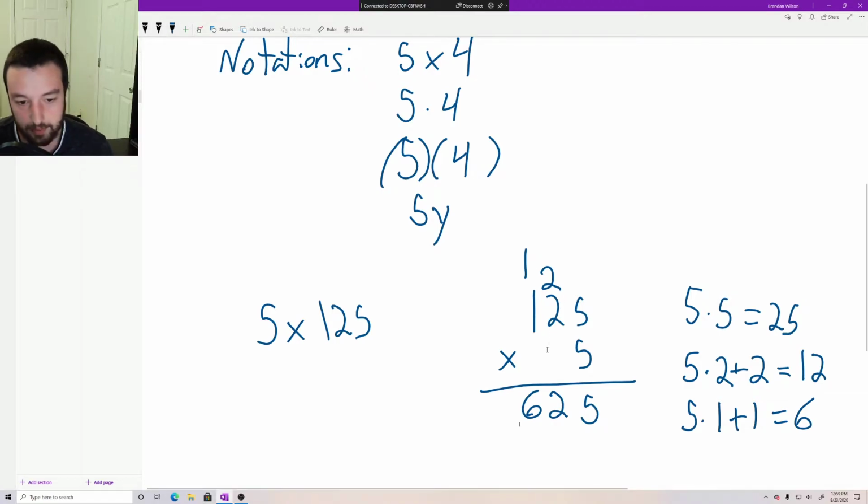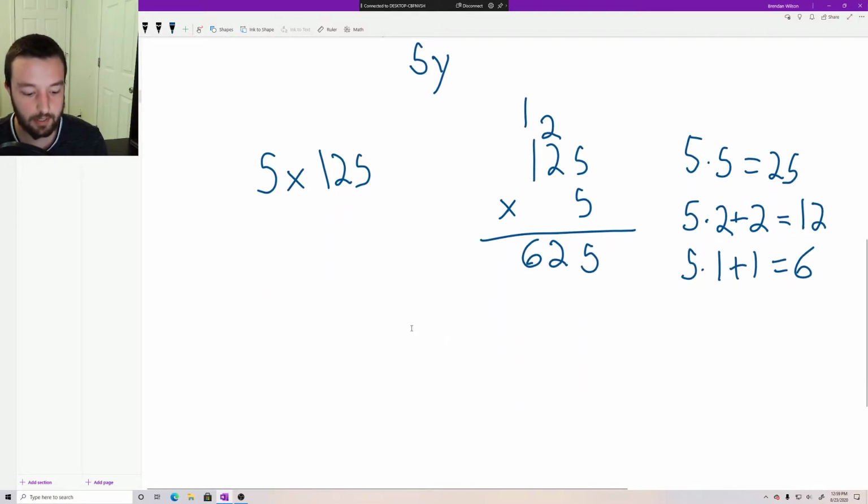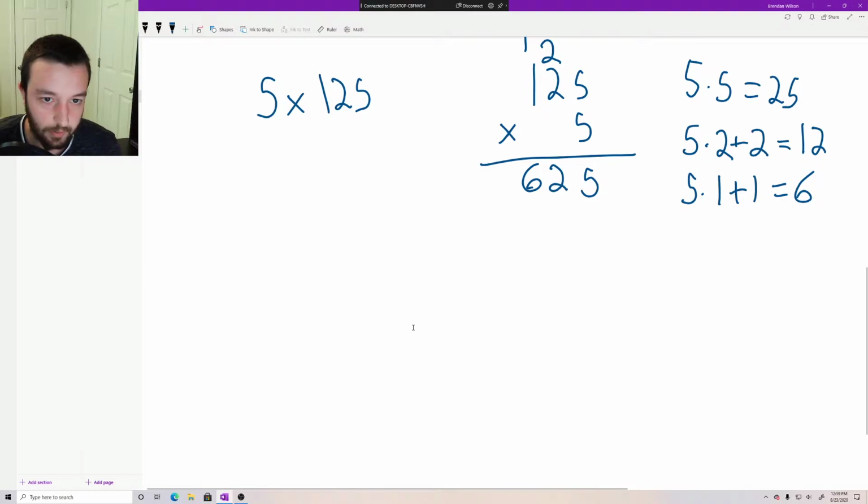And then we're done. 125 times 5 is 625. Okay. So this one's a lot more strange than the addition and subtraction algorithms. So let's talk about what's really going on here.